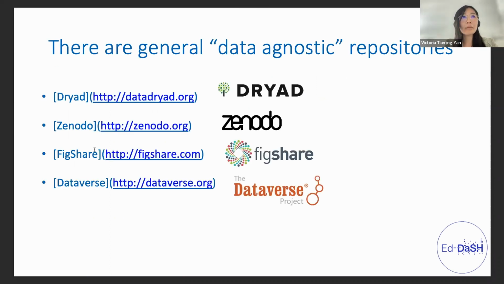And here are just some more general data agnostic repositories that you can use. These are some recommendations from the course curriculum. Some of them are Dryad, Zenodo, which you probably have heard about, it's very common, Figshare, and Dataverse. And I think Jean-Karim has some thoughts about these particular repositories. Maybe you want to share those now. We discussed this already. Yeah.